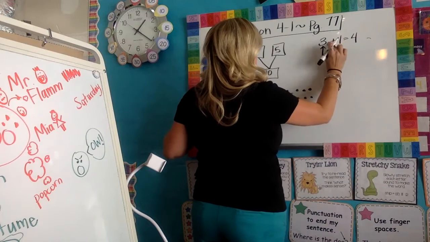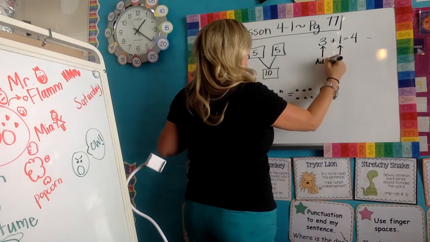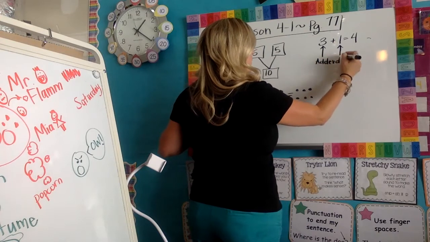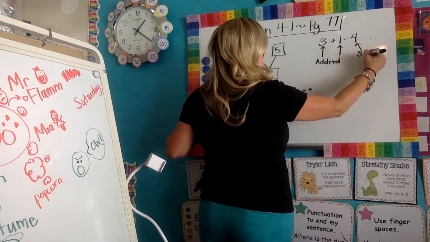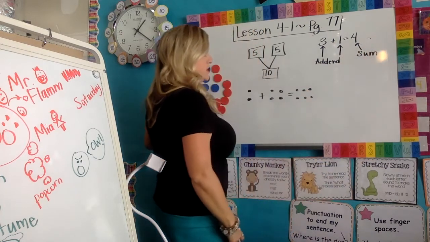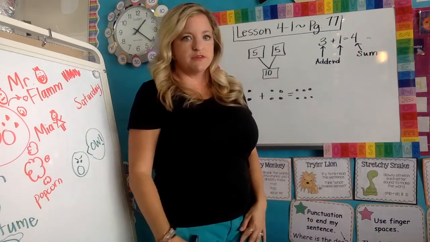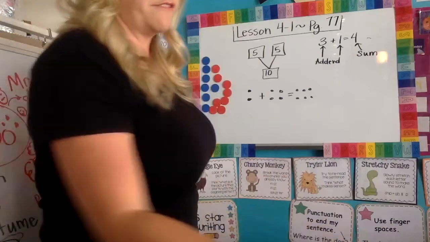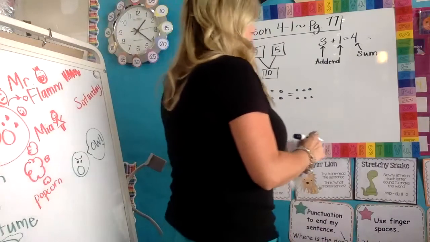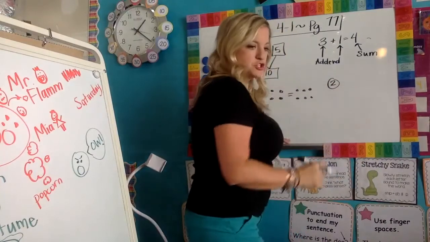This is your addend. That's not an addend. This is an addend. These are both addends. This is the sum. All right, so any of those would work. Any other way that you want to do it would work. If you want to just do some addition equations and put them in there, that's totally fine. It works for me.